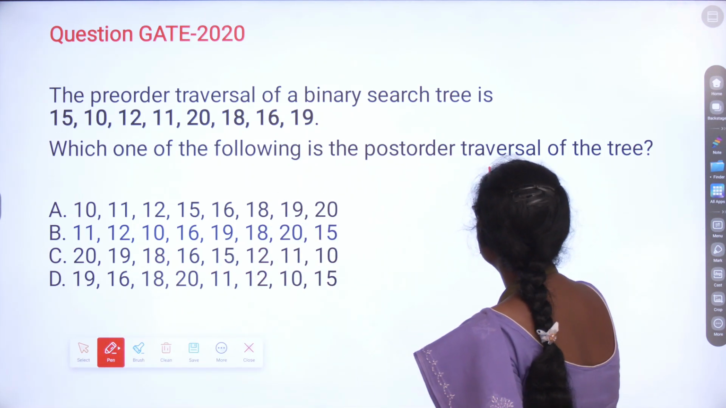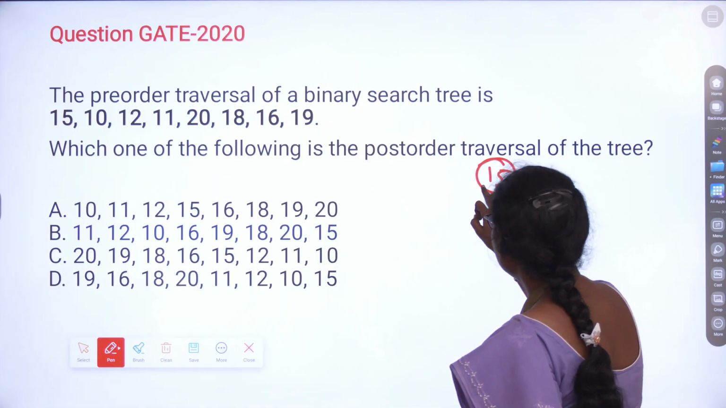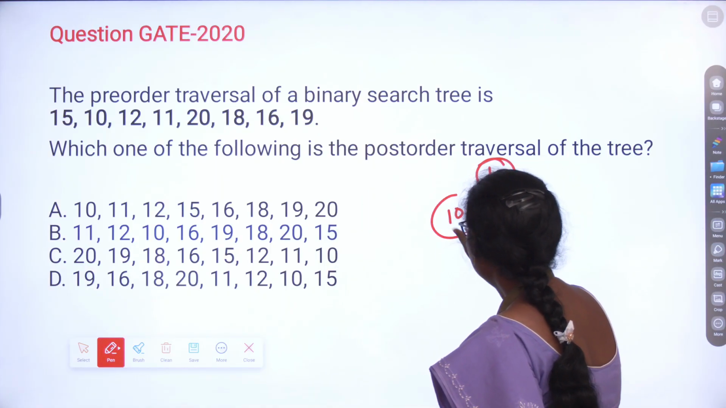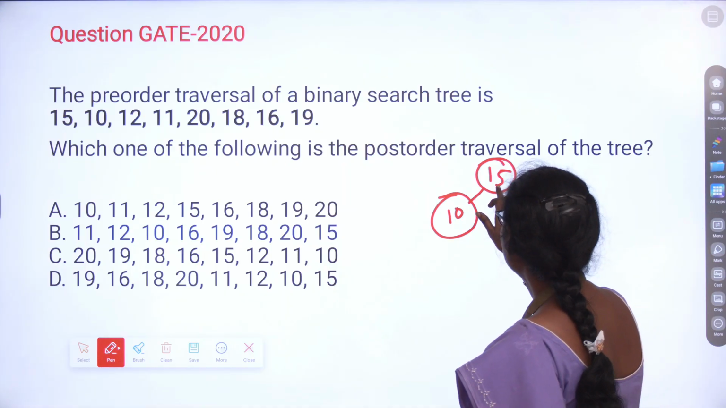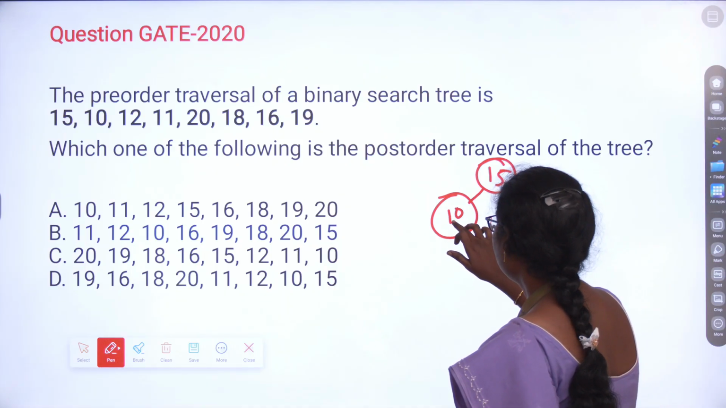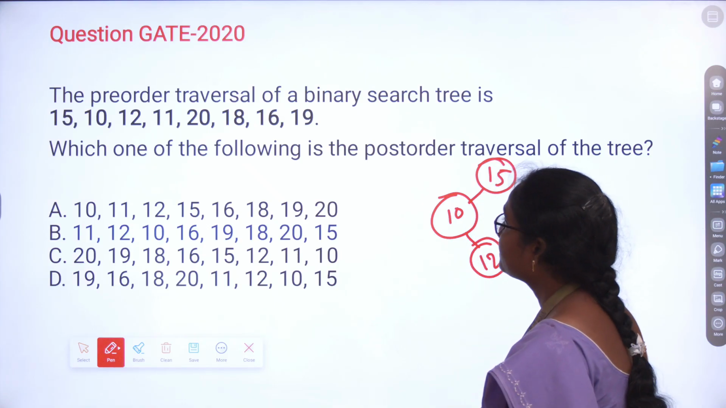First take 15, then next 10. Compare with 15, which is lesser, so insert at left side. Then 12, compare with 15, which is lesser; compare with 10, which is greater, then insert at right side.